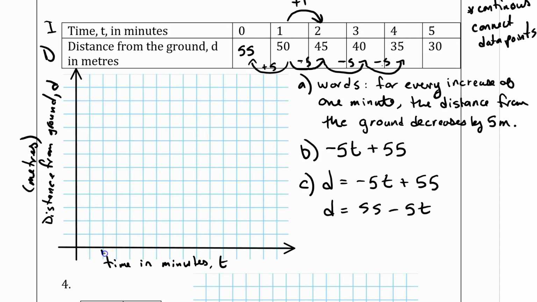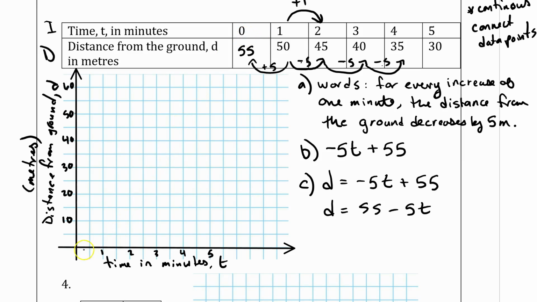I know I can go 1, 2, 3, 4, 5. And I need to go up to 55. So I think that my scale is going to be 5, and as long as I have 11 blocks, I know I can get to 55. So 1, 2, 3, 4, 5, 6, 7, 8, 9, 10, 11. Ding, ding, ding, ding. So for every 2, I'm going to put 10, 20, 30, 40, 50, and 60. It's always good to extend it a little bit beyond.